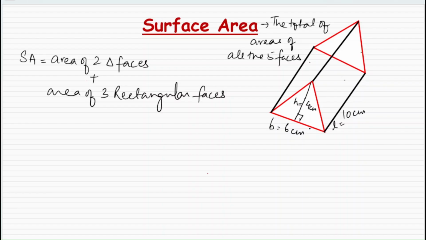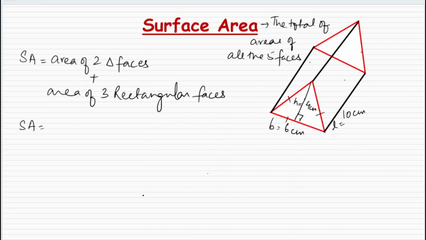And suppose in this case this is an equilateral triangular prism. Equilateral triangle means all these sides are equal. So this side is 6, this side is 6, and this side of the triangle is also 6 centimeters. So let's break down the formula. I want to find the surface area. So first I will find the area of the two triangular faces.